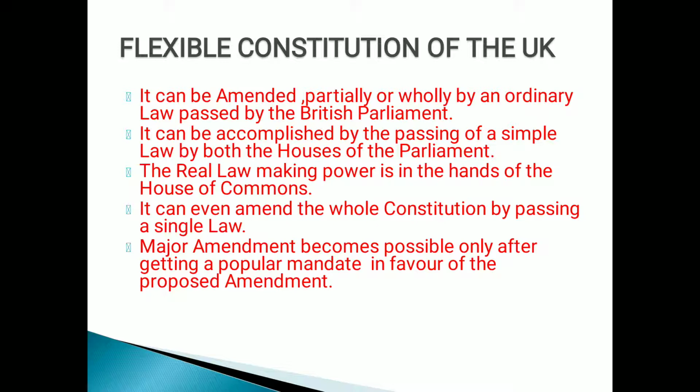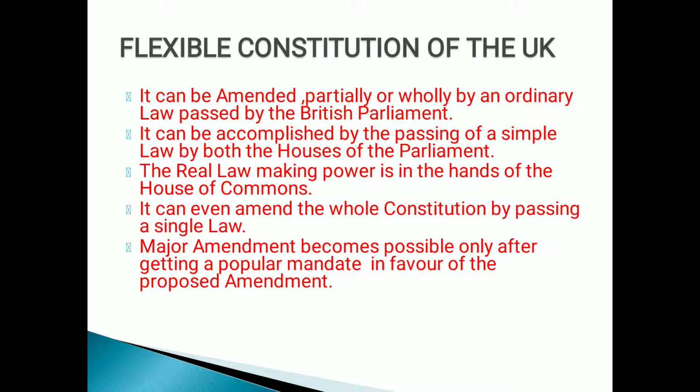So as a whole, the British Constitution has been and continues to be a very flexible constitution, and its flexibility has helped it to keep pace with the needs of the changing socio-economic and political environment of the country. This way we have reached the end of the video, and I hope people have understood what a flexible constitution is, and what the qualities of a good constitution are.